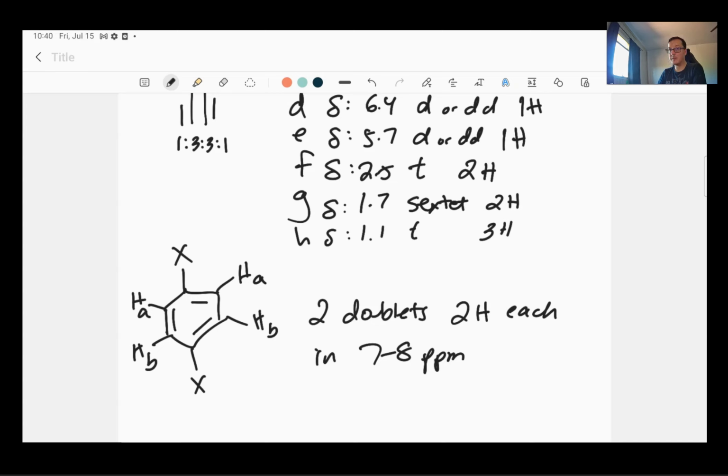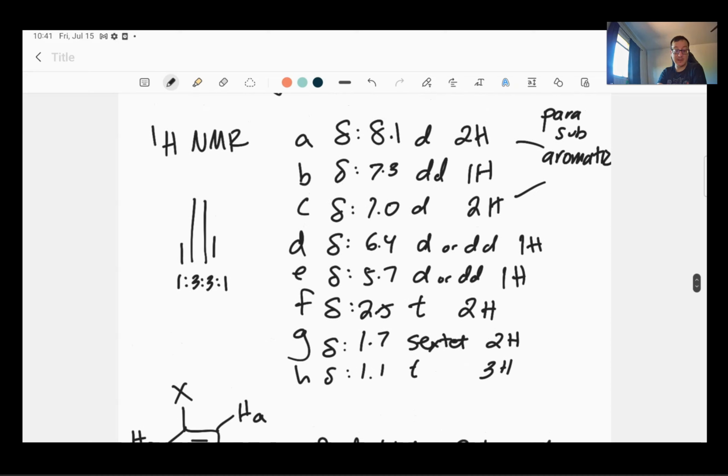And I know Mrs. O loves to talk about that, so she's indicated that here. I don't think it's something I necessarily focus on too much, but students going into this particular exam that we're doing right now would have that information, so we'll just work with that. Okay, so we've got two doublets of two hydrogens each in around 7 to 8 ppm, and we do see those. We have A and C that would fit those criteria. So I think we should probably go ahead and have that as part of our molecule.